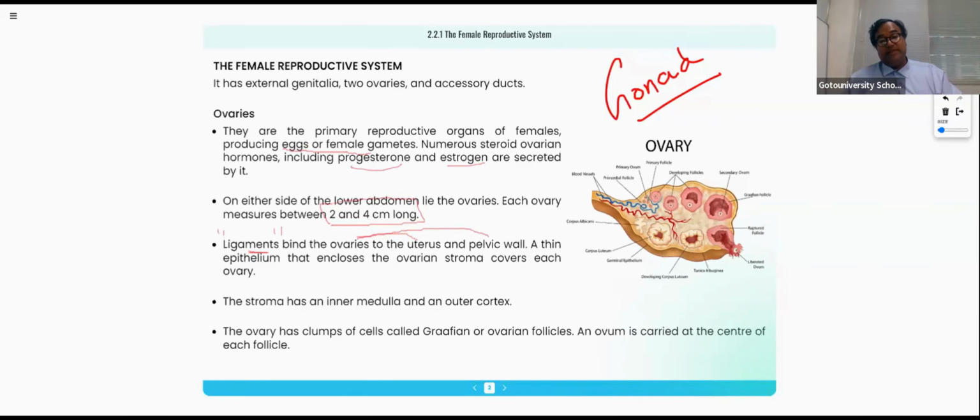We know the plural is epithelia, and epithelium is singular. A thin epithelium means a single epithelial layer that surrounds the ovary stroma. Ovary stroma means what? The entire segment of the ovary is called the stroma, including the inner segment and the external segment. The external segment is in the periphery of the ovary, and the inner segment is in the center of the ovary.